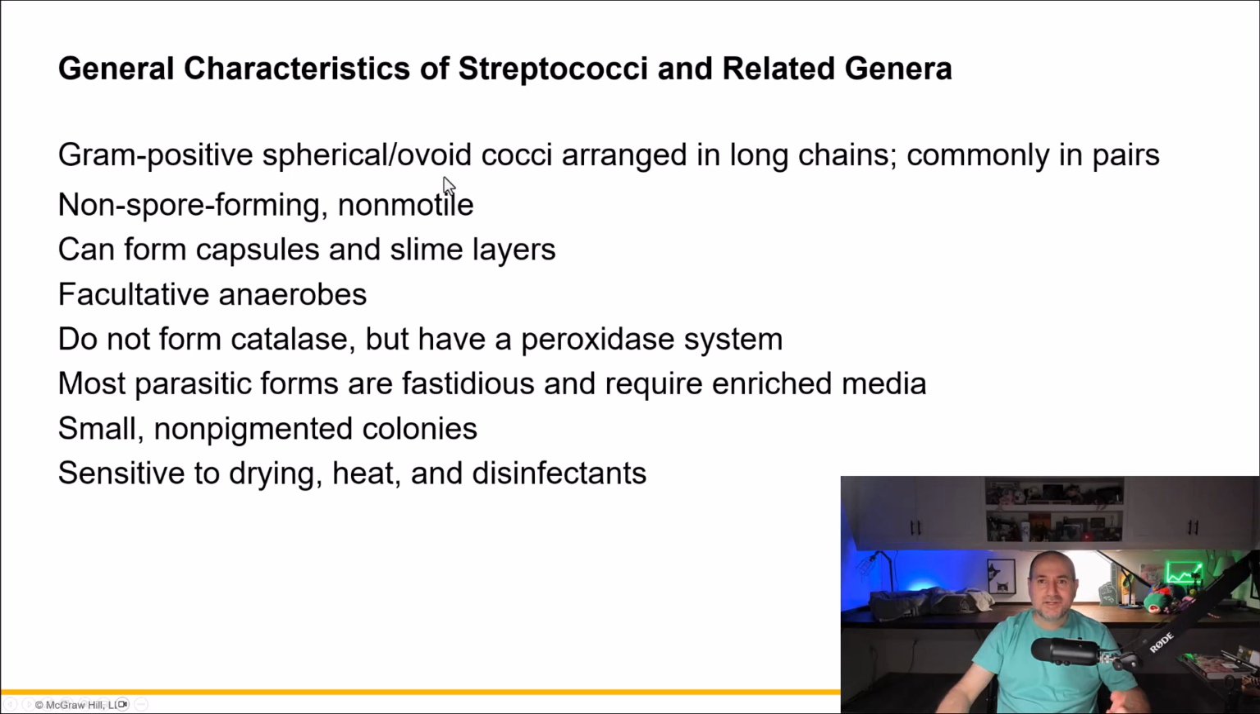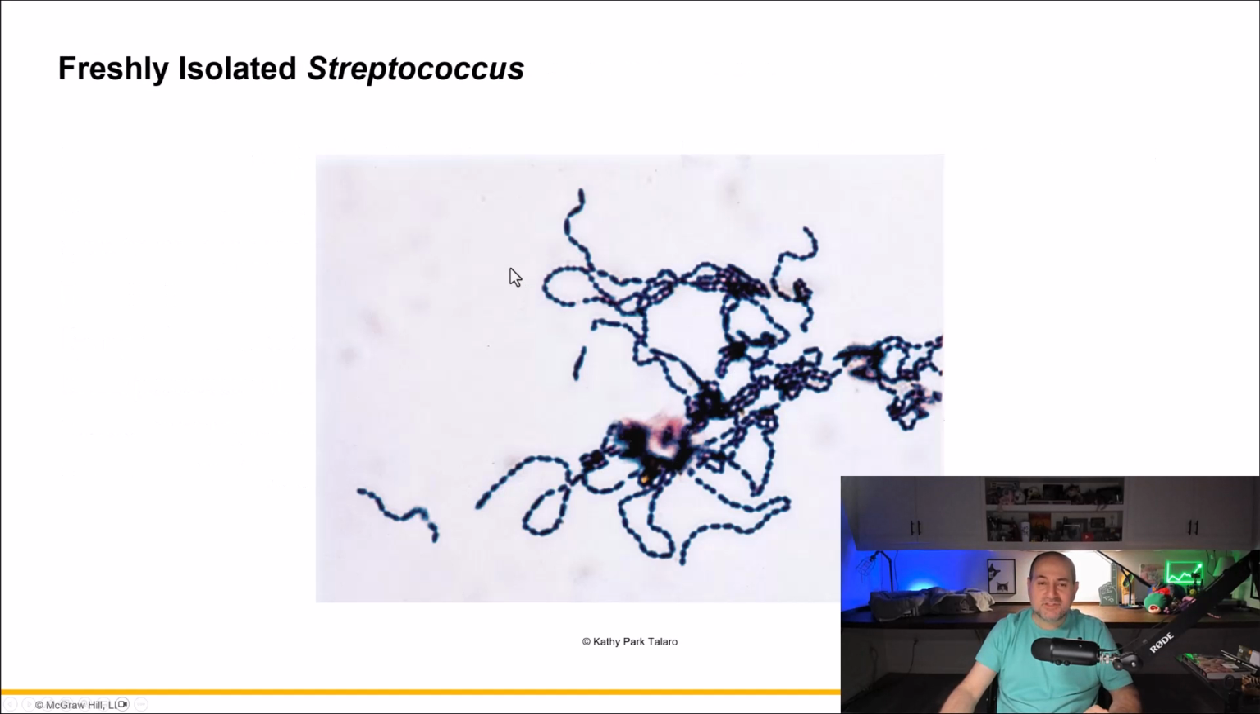And then we talked about streptococci. Remember the genus Streptococci? Remember, these are catalase negative, but usually peroxidase positive. And do you remember they form chains of spherical cells? Whereas, remember, Staphylococcus formed irregular clusters of spherical cells, whereas Streptococcus forms chains of spherical cells.